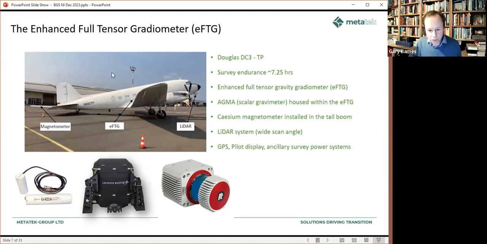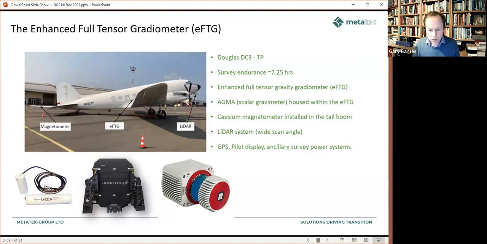So this is one of our aircraft, and this is the one we use for our larger instrument, known as the Enhanced FDG, and that sits essentially at the center of gravity of the aircraft. That's the ideal position for a very sensitive inertial system. But at the back, we also take magnetic measurements using a magnetometer. And at the front of the aircraft, we take measurements of the topographic elevation using a LiDAR system.